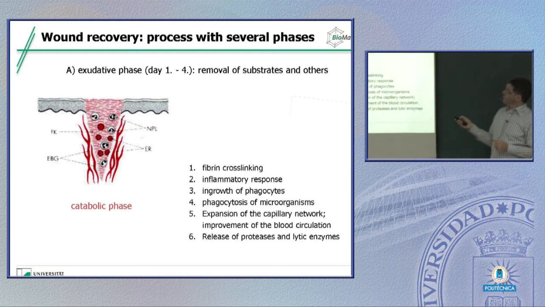Typically, wound recovery is a process that has three different phases. The first phase we call the exudative phase. Exudative phase takes place between day 1 and day 4. And in this exudative phase, actually all substrates, all dead cells, everything that doesn't belong there in a wound is removed. So therefore, we also call it the catabolic phase.